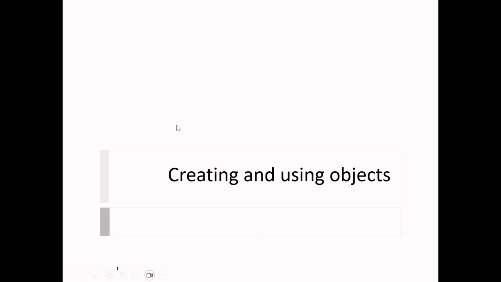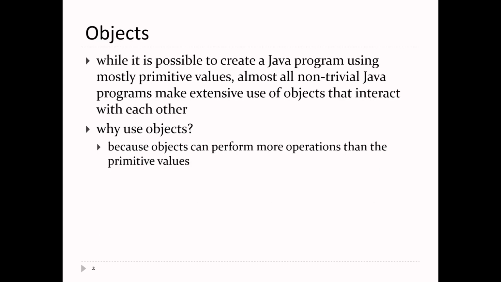So we want to start to move on to actually using and making objects, right? You can make an entire Java program using just primitive values, right? Your computer program is just a bunch of ones and zeros. So you can always create a computer program using just primitive values, but almost every non-trivial program makes use of objects, and typically very extensive use of objects. In a large Java program, it would not be unusual to see literally tens of thousands of classes, and the program's probably maintaining thousands and thousands of objects at any one time.